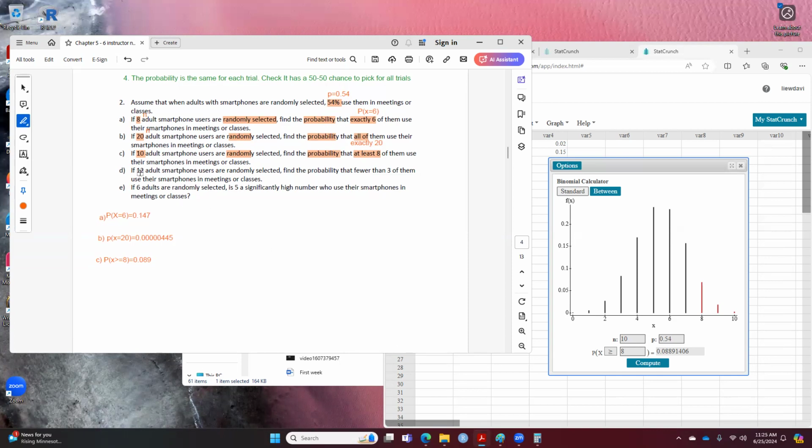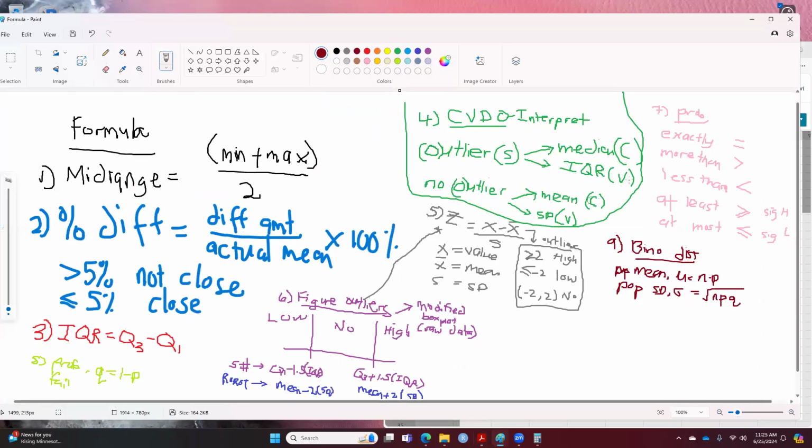Okay. 12 adults are randomly selected. What is the probability that fewer than 3 of them use the cell phone? So this is n, and it's 12. Fewer than 3. So which symbol should we use for fewer than 3?